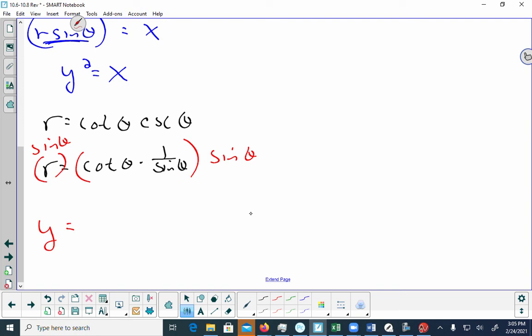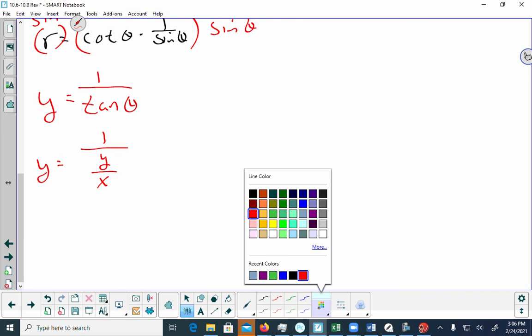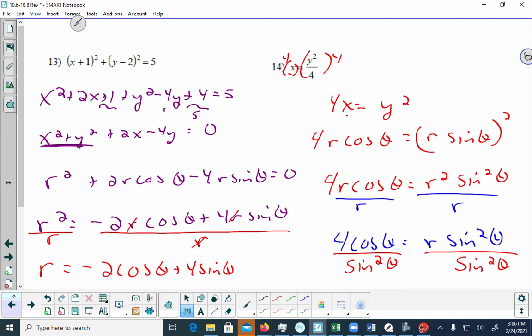And do we all agree that cotangent is 1 over tangent? Well, you're not here to disagree with me, so I'm going to say yes. So I'm going to say y is equal to 1 over, the tangent is y over x. So if I wanted to get rid of that in the denominator, I would multiply both sides by y over x. Whoopsie.